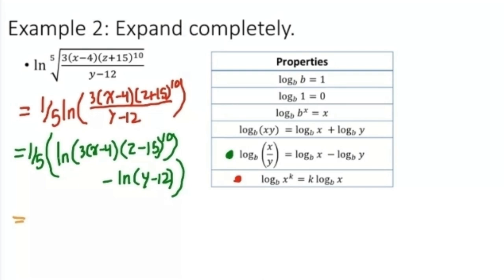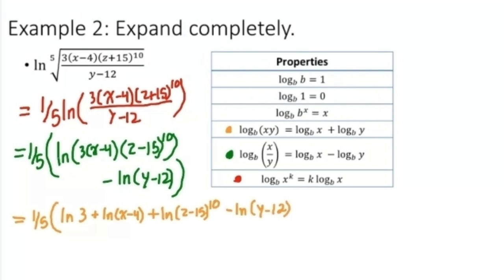Next, simplifying the first natural log, the last operation we would perform is the multiplication of the three numbers. So we'll use the product rule, putting each factor in its own natural log. And our first natural log would be rewritten as the natural log of 3 plus the natural log of x minus 4 plus the natural log of z plus 15 to the 10th. As for the last natural log, the natural log of y minus 12, the last operation we would perform to simplify is a subtraction, and we don't have a subtraction rule. So it will remain as the natural log of y minus 12.